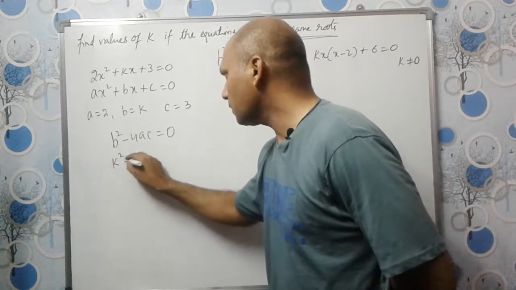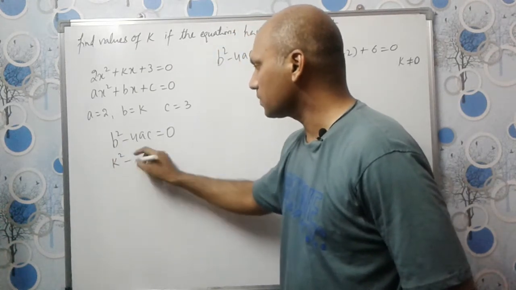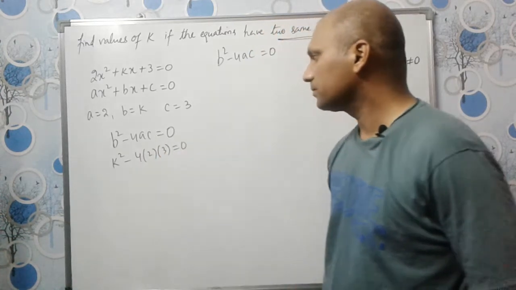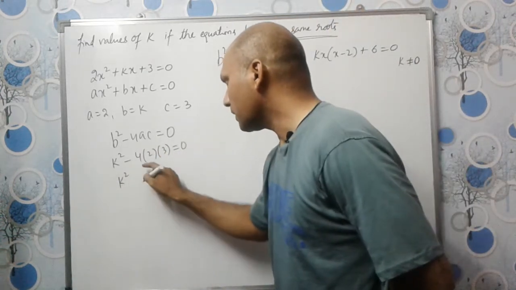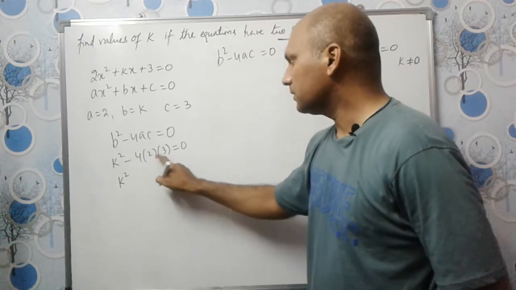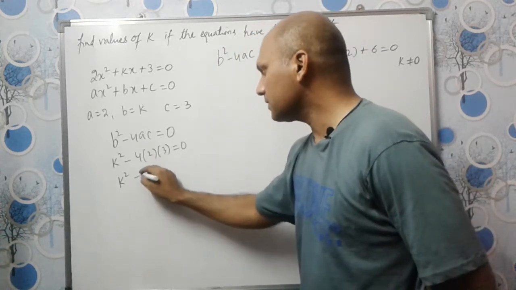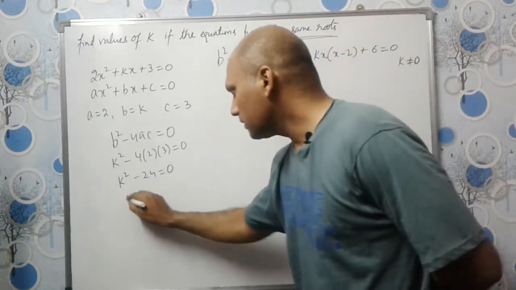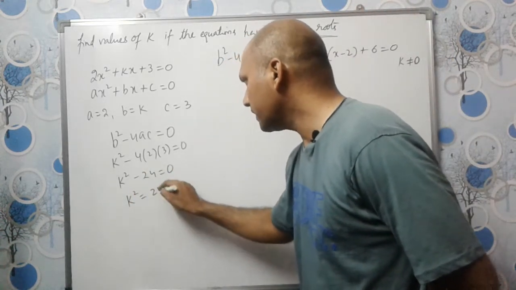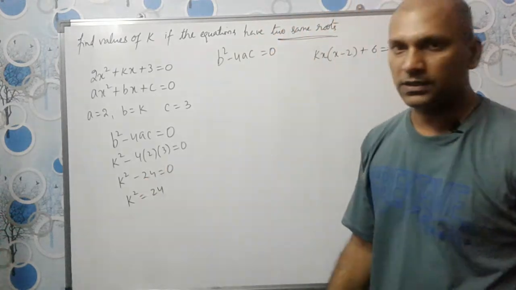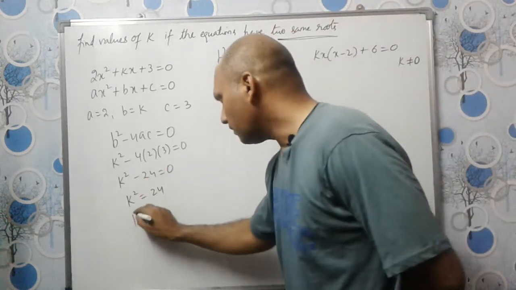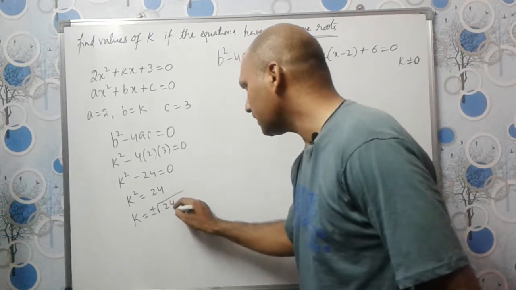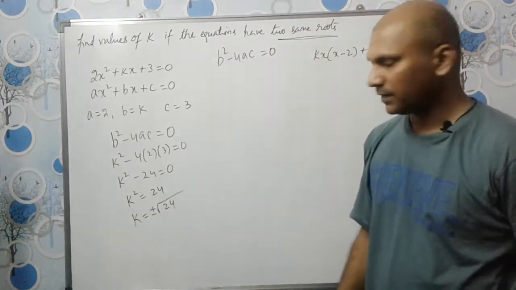B is k, so b square is k square, minus 4 into a into 3 is equal to 0. Now this is k square. 4 2s are 8, 8 3s is 24. So k square minus 24, so k square will be equal to 24. Minus 24 goes on the other side, becomes plus. We need to find the value of k. Square goes on the other side, becomes plus minus root 24.